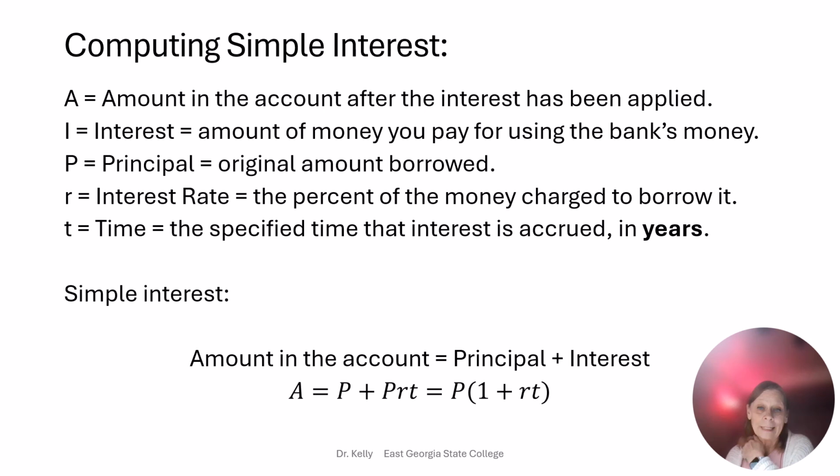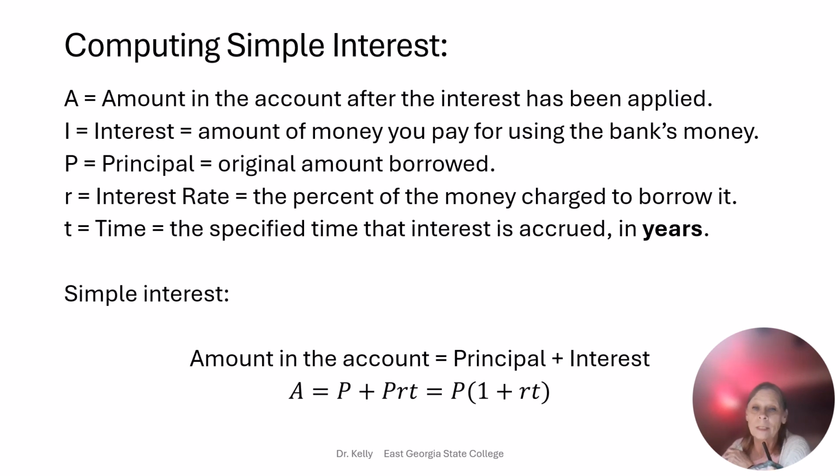Okay, and then you can't hardly talk about percentages without talking about money, and you can't hardly talk about money without talking about interest. And so here we are, we're going to talk about computing simple interest. And there's a few variables that go inside here. The first variable is A. That's the amount in your account after your interest has been applied. You've either paid interest because you're borrowing money, or you've been paid interest because you're saving money in a savings account. Interest is the amount of money that you pay for using the bank's money, or the bank pays you for basically using your money.